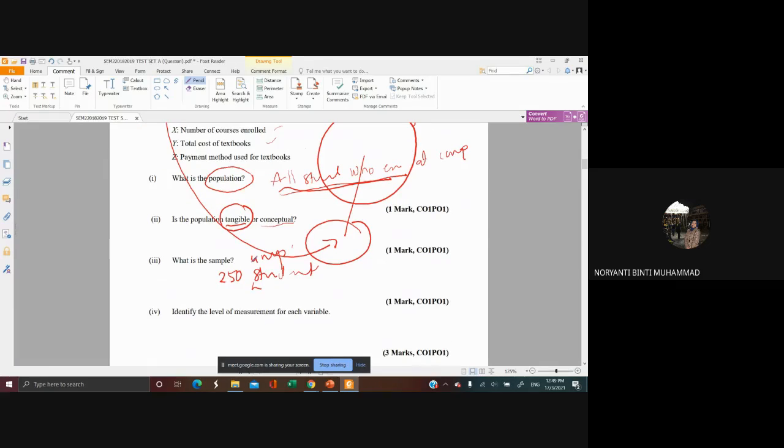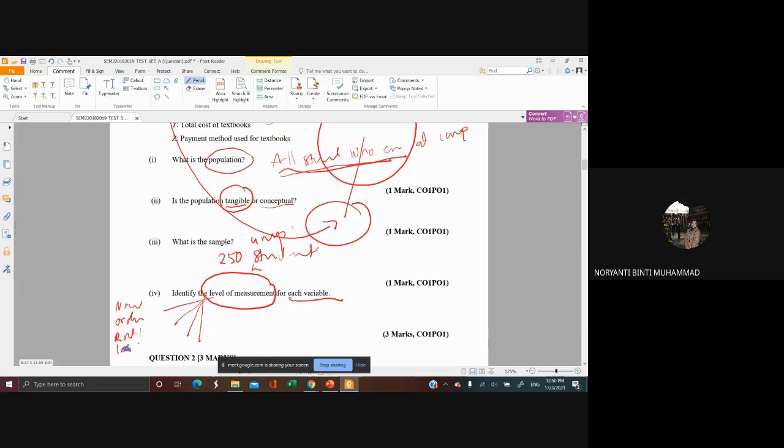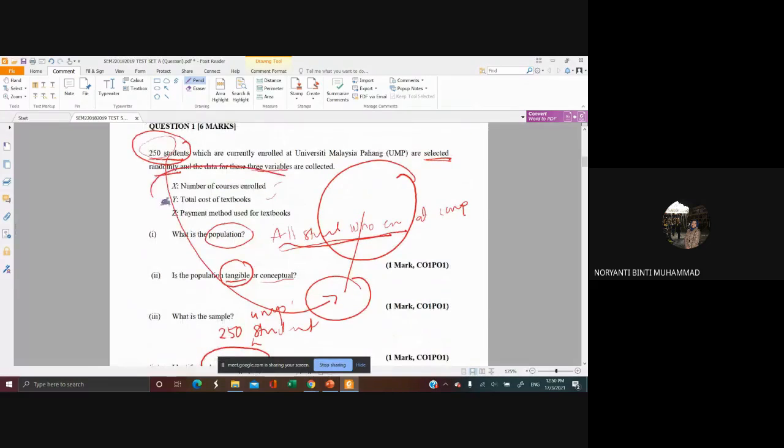Now, identify the level of measurement for each variable. So here, the keyword is level of measurement. You must know how many levels we have. 4, isn't it? We have nominal, we have ordinal, we have ratio, we have interval. Right? Make sure you know this. Very important. So you can see we have 3 marks. Why 3 marks? We have 3 variables here. So now we go through one by one.